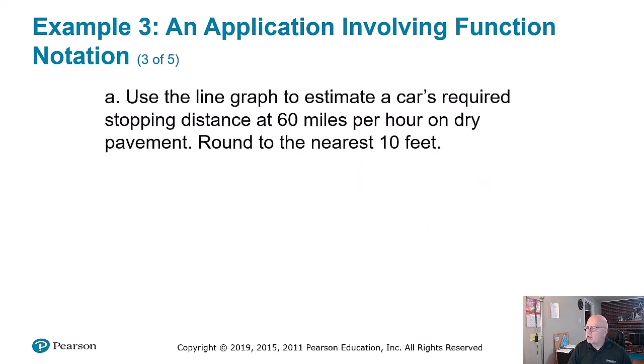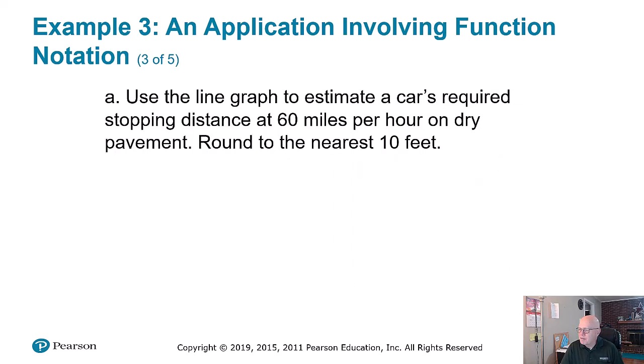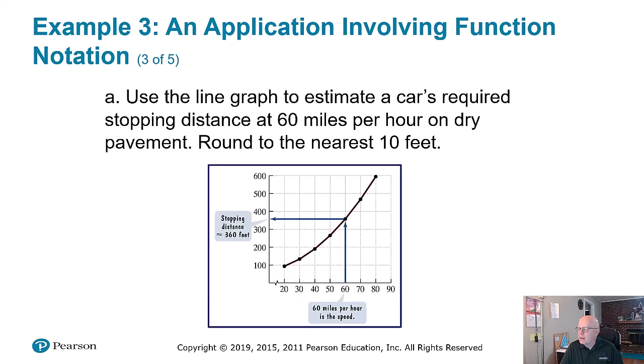Using a line graph, you can estimate the car's required stopping distance at 60 miles per hour. So you can sneak back here if you wanted to. Where is 60? Well, 60 is here. So what's the stopping distance? Well, go straight up and over, and that's going to tell you what the stopping distance is if you're going 60 miles per hour on dry pavement. And then round it to the nearest 10 feet. And it comes out to about 360 feet. Now it's hard to do it from a graph like this, but you just do the best you can.